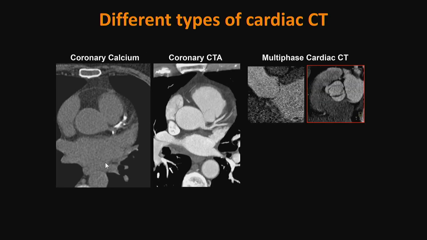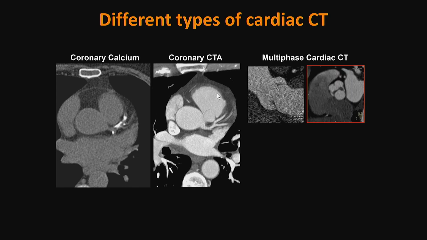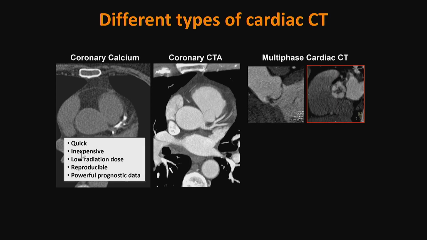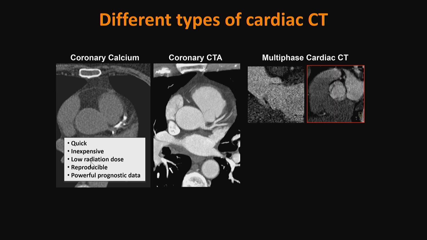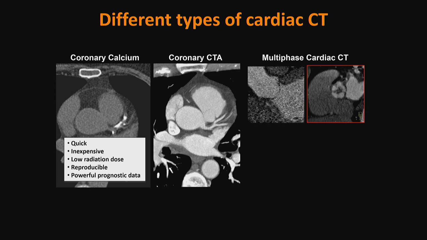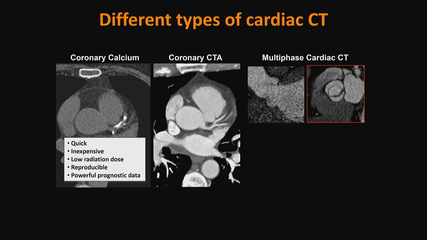When we talk about cardiac CT, there's now many different flavors. On one hand, we can do a coronary artery calcium scan. This is a quick and inexpensive scan that does not require any contrast, therefore patients do not need an IV. And we can use it to measure the amount of calcified plaque and provide the so-called Agatston calcium score, which is a highly reproducible measure of the amount of plaque, which has powerful prognostic data, which we will review.